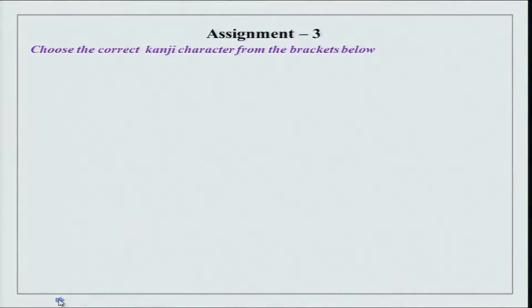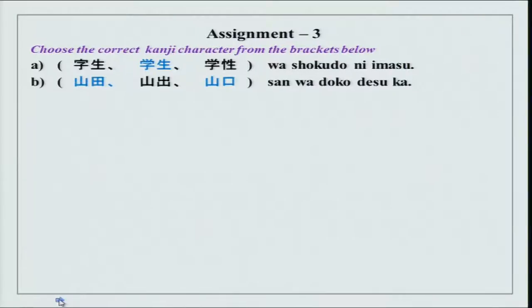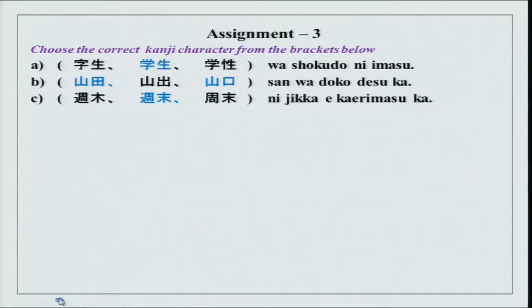Well, the third one is choose the correct kanji characters from the brackets below. Gakusei wa shokudo ni imasu. So all the correct answers are in blue. You can see over here, there were two names, Yamada and Yamaguchi. You can easily make out from san. So it has to be a name over here. San wa doko desu ka? Then we have shumatsu ni jikka e kaerimasu ka? Jikka is your hometown where you were born.